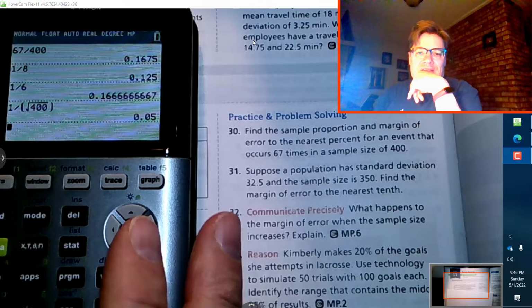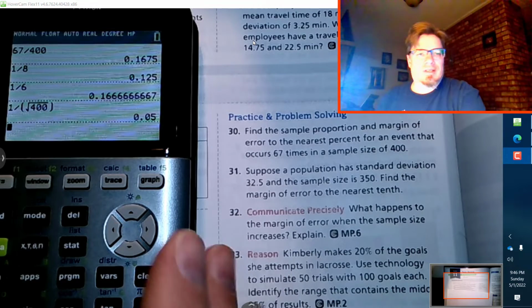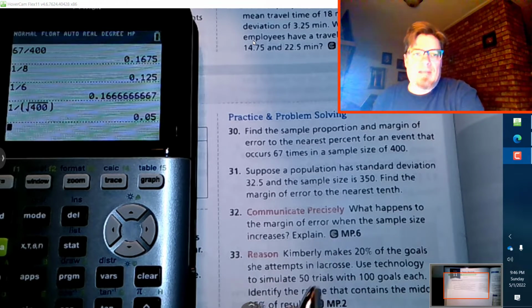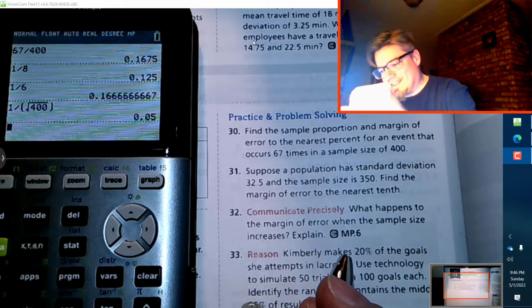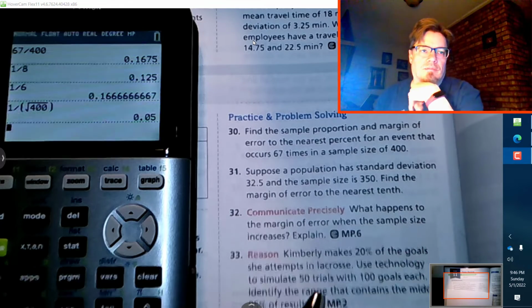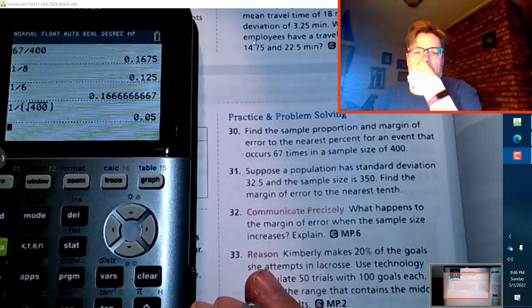All right, so that means if we ask a particular question, say 80% of students is this, we could be off by 5%. Okay, that's our margin of error.